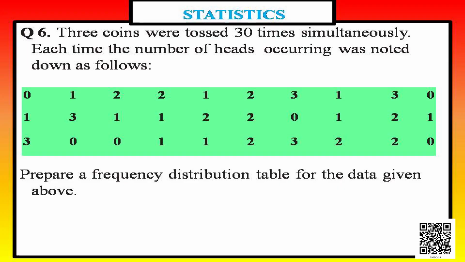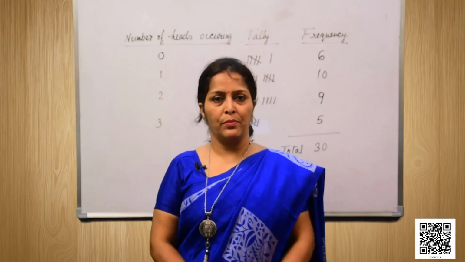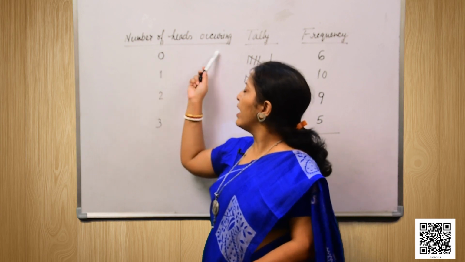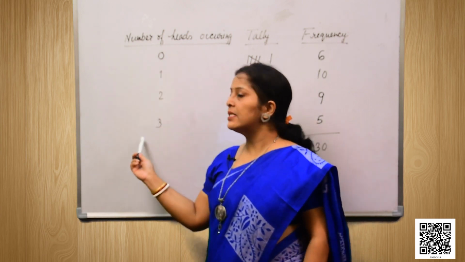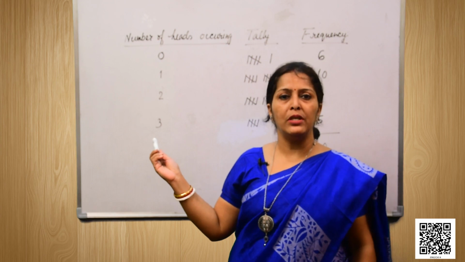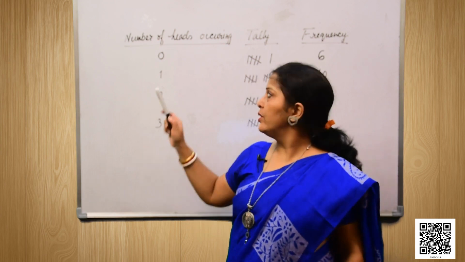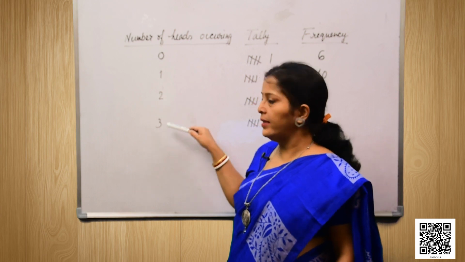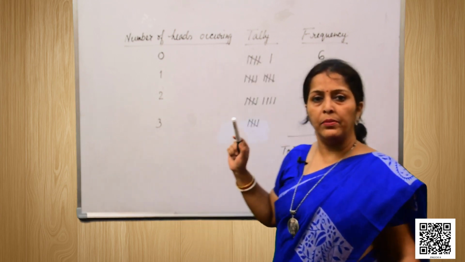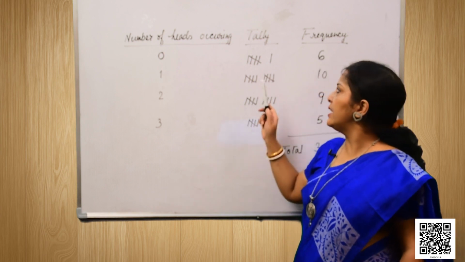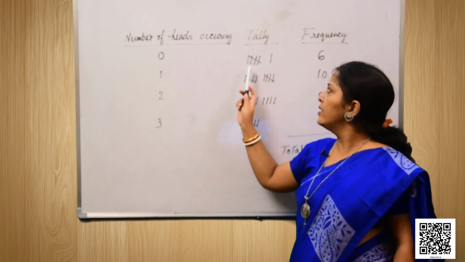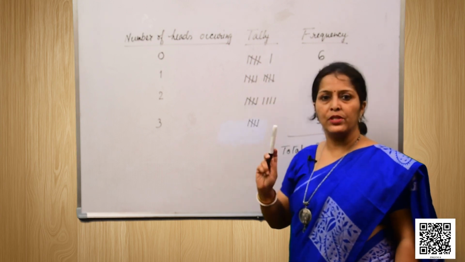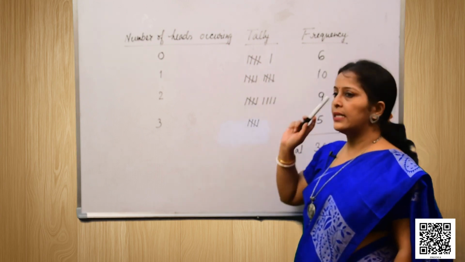Students, this is the solution of question number 6. In the first column, that is the number of heads occurring, we have written the possible numbers of heads occurring: one row for 0, then 1, then 2 and then 3. Looking at the numbers given to us, we see that 0 is occurring 1, 2, 3, 4, 5 and 6 times. So the frequency will be 6.